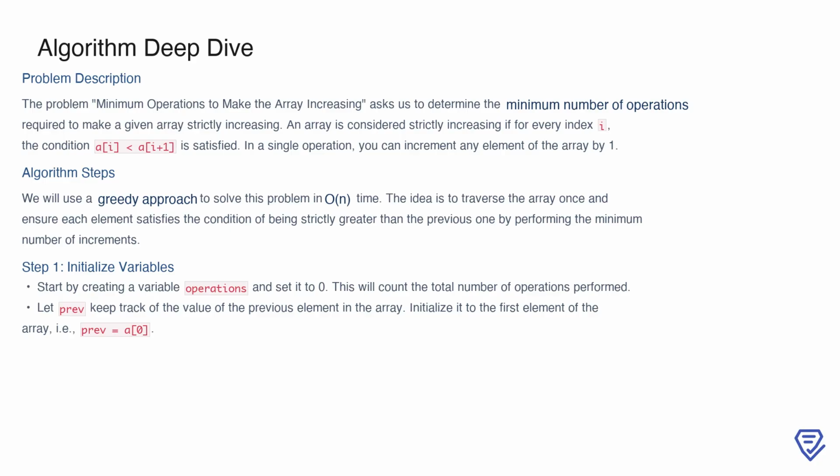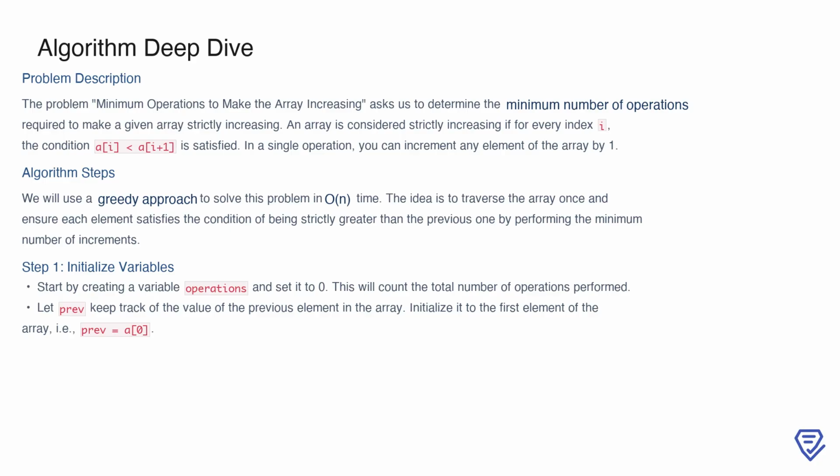To solve this efficiently, we'll use a greedy approach that processes the array in one pass, giving us a time complexity of O(n). The key idea is to adjust each element only when necessary to maintain the strictly increasing condition, while minimizing the number of increments.